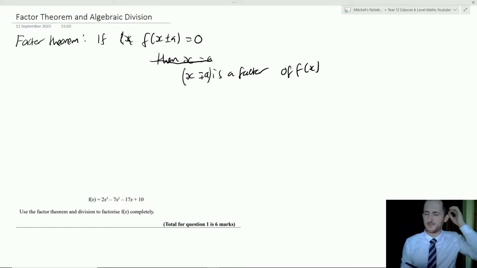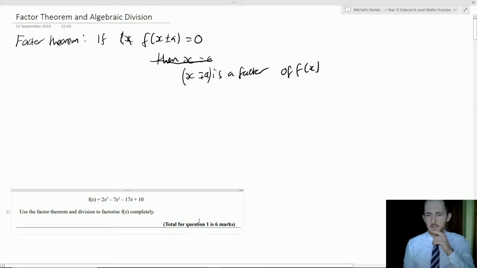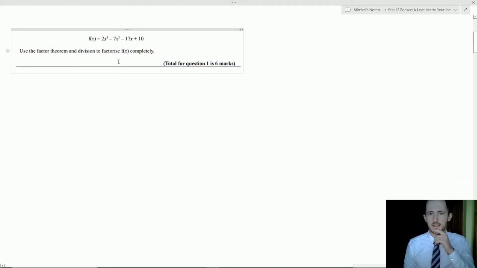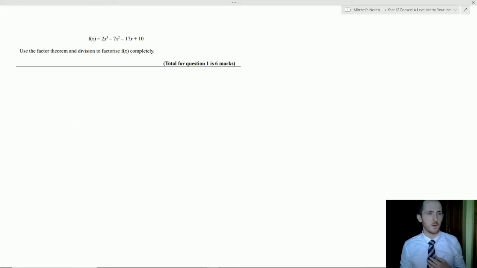So that kind of doesn't really make too much sense, right? But let's say if we look at this first question, we have a 6-marker question. It says use factor theorem and division to factorize f of x completely. So again, this is an exam question, so let's go through it.